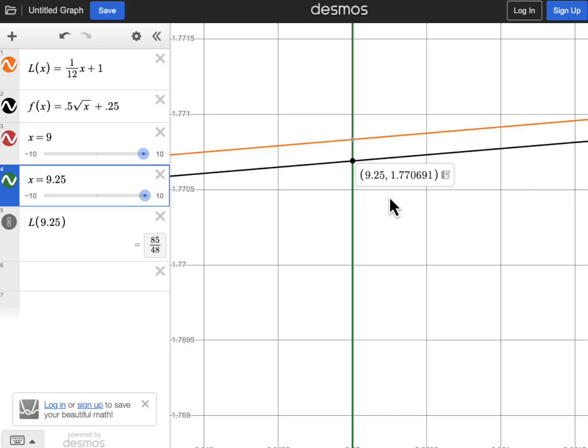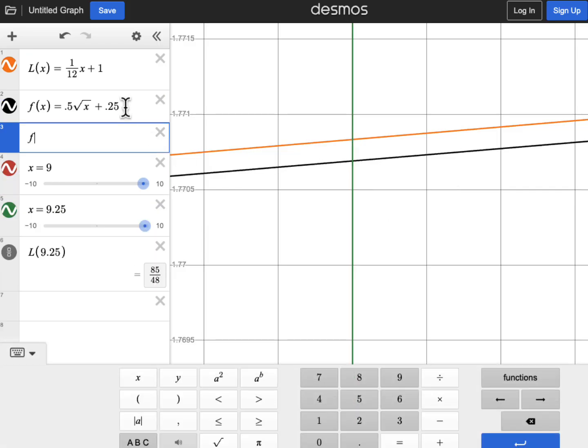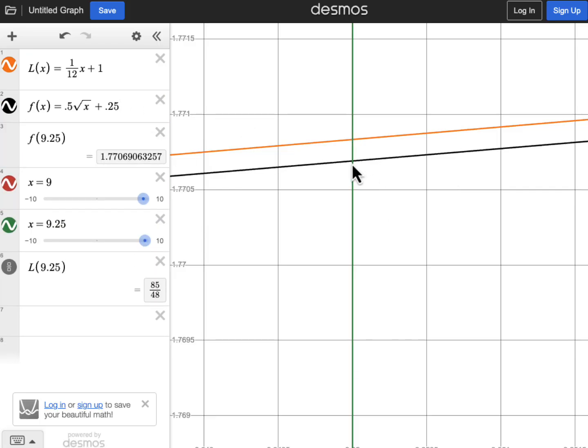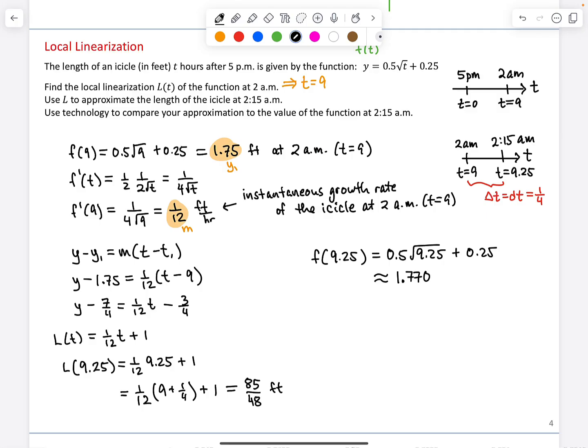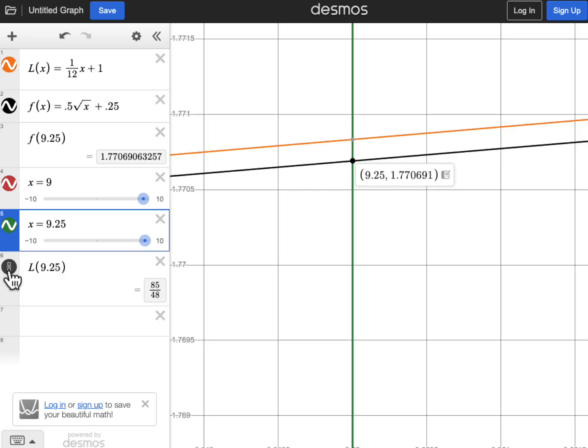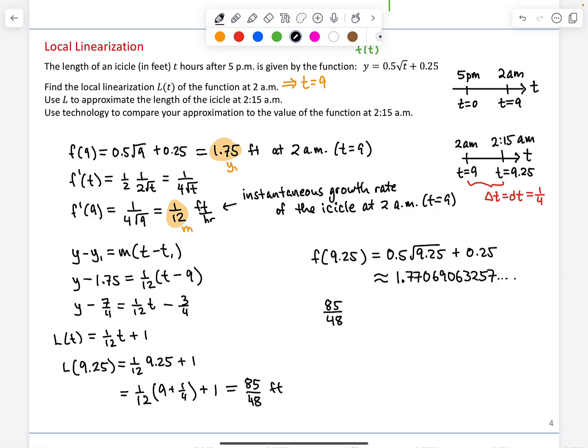If I want to see more digits, I type in f of 9.25. This would also be an irrational number, showing all the digits we have: 1.77069063257. The digits would continue, and our approximation, which is a fraction of integers, 85/48, with technology, convert this fraction back to decimal, and we get exactly 1.77083, and the 3 repeats forever.